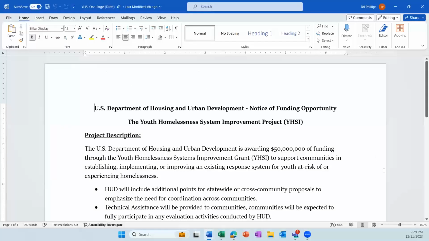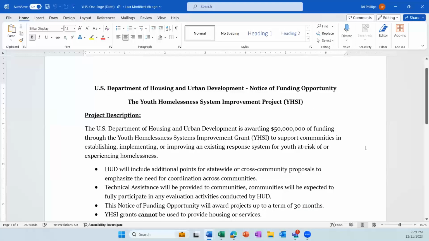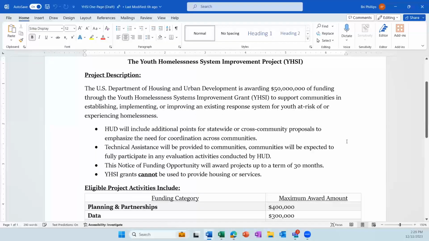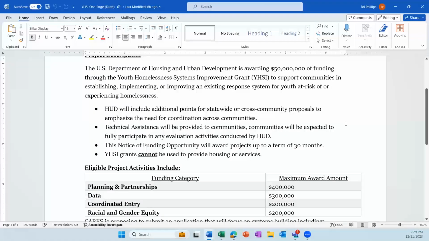So the U.S. Department of Housing and Urban Development put out a new notice of funding opportunity. This is called the Youth Homelessness Systems Improvement Project. On certain webinars, they're calling it the YESI NOFO. The project description is that the U.S. Department of Housing and Urban Development is awarding $50 million of funding through the Youth Homelessness Systems Improvement Grant to support communities in establishing, implementing, or improving an existing response system for youth at risk of or experiencing homelessness.